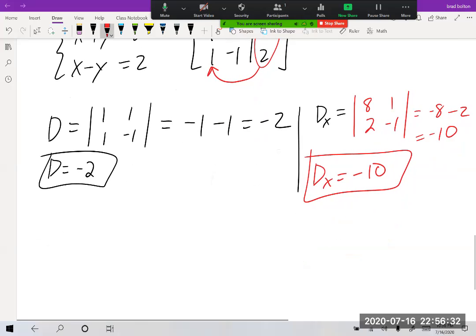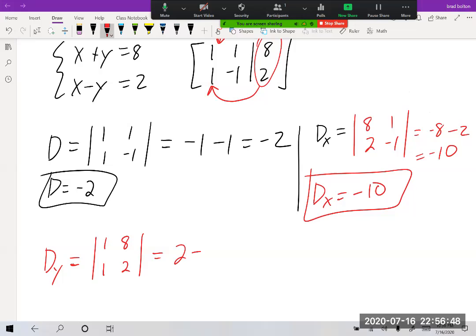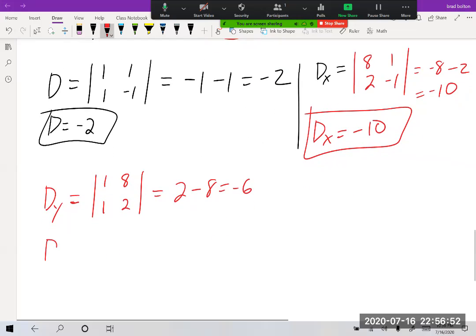But now I need to find D sub y. In order to find D sub y, I'm going to do the same thing. I'm going to replace the y column with the augmented portion. So now I'm going to find the determinant of 1, 1, and then 8, 2, like this. And this will become 2 minus 8, which is negative 6. So D sub y is worth negative 6.